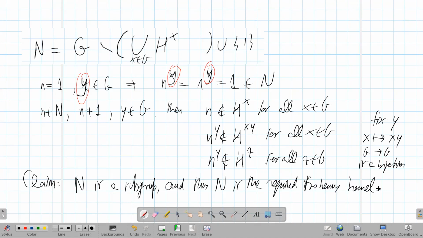So it's obvious that it's a normal subset. If you take an element and you conjugate, you obtain another element in N, but what will be proven tomorrow is that it is a subgroup. And let me take a few more minutes to explain briefly what's the idea of the proof.